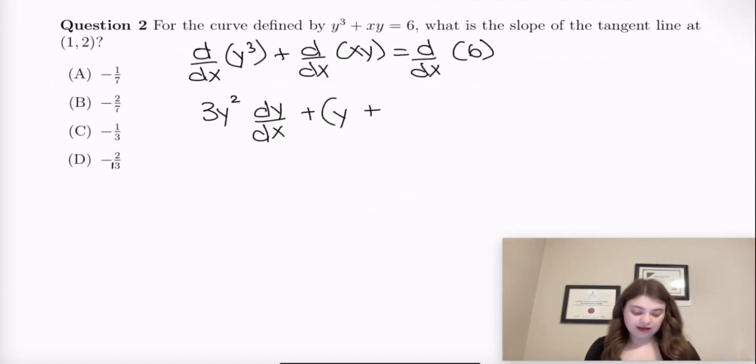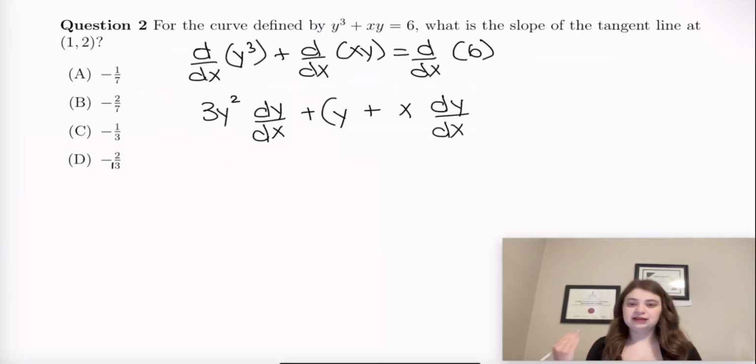And then what if we have the scenario where we have x and y, but we're taking the derivative with respect to y? Well, if that's the case, we're going to get x. And because we're doing that, we have to also do dy over dx, right?